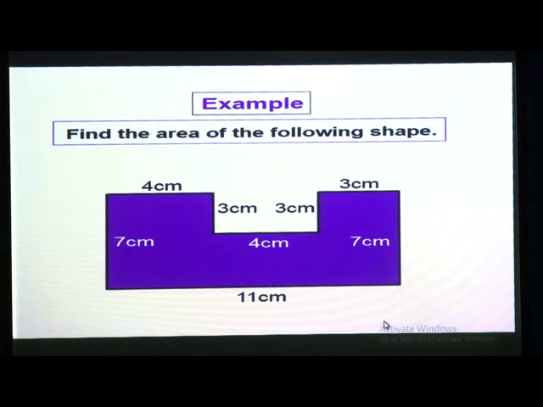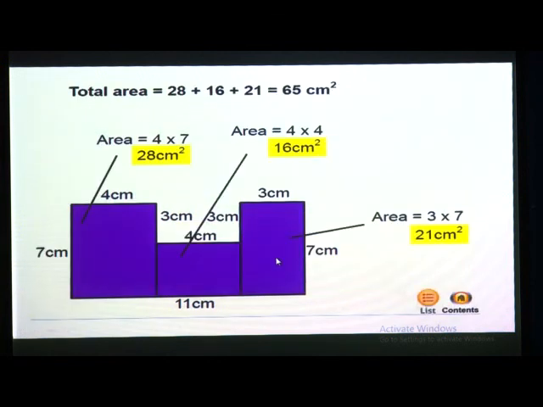Now, we are going to solve a few examples for different shapes. The question is given: find the area of the following shape, that is, we need to find the area for the shaded or the colored region. They have given the sides here: 4 centimeter, 3 centimeter, 3 centimeter, 4 centimeter. By using these sides we will find the area.